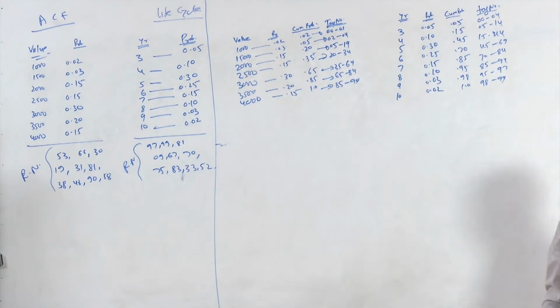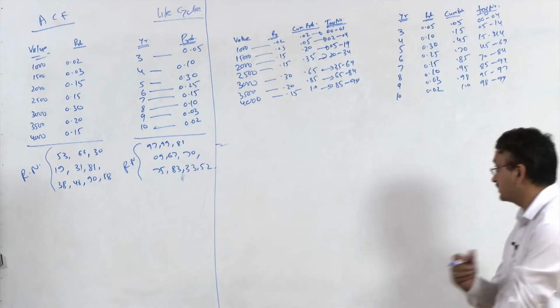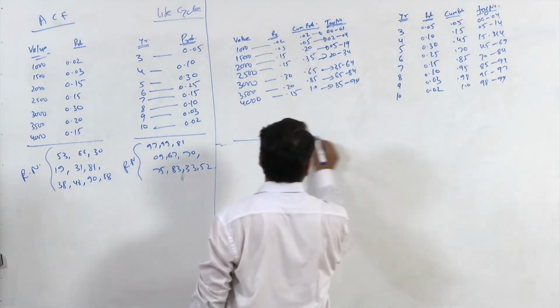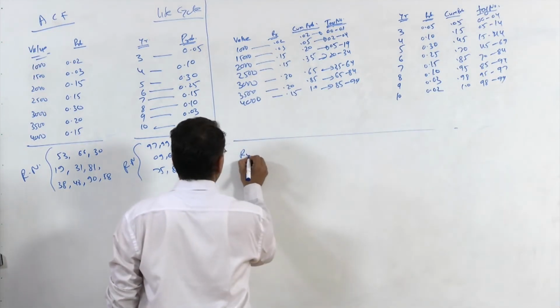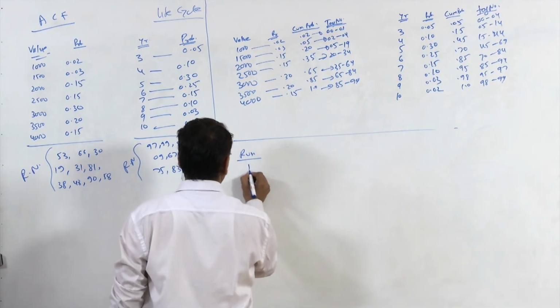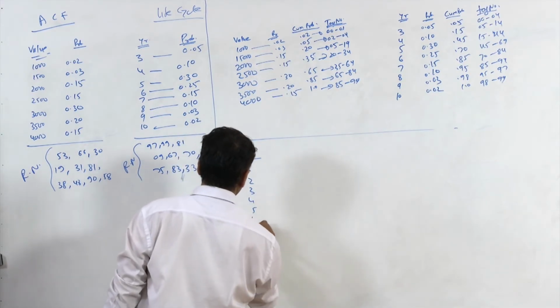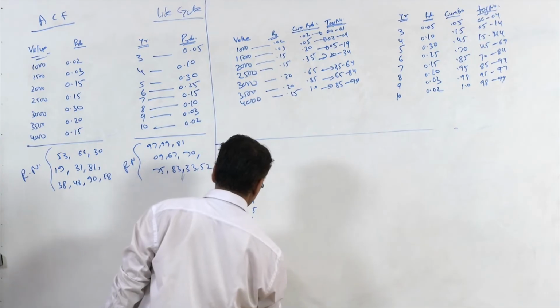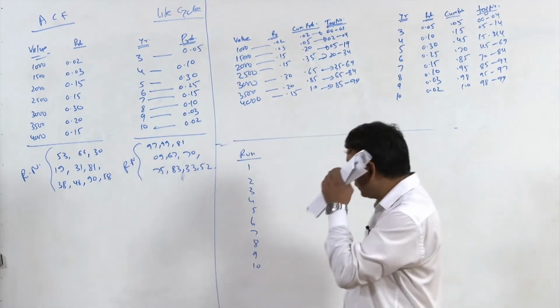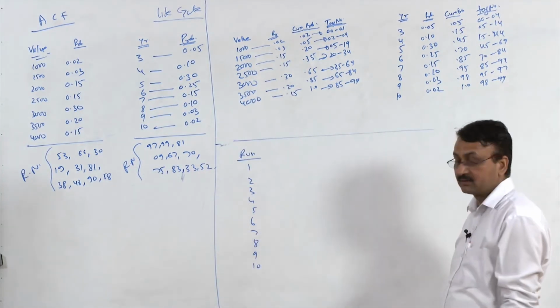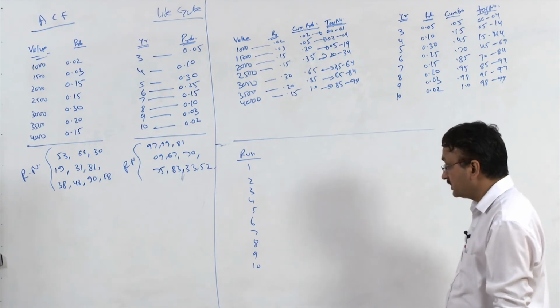Now we will find out NPV and we will go for 10 different runs, right. So let us look at first run. This run 1, 2, 3, 4, 5, 6, 7, 8, 9 and 10, right. So for first run, what is the random number?